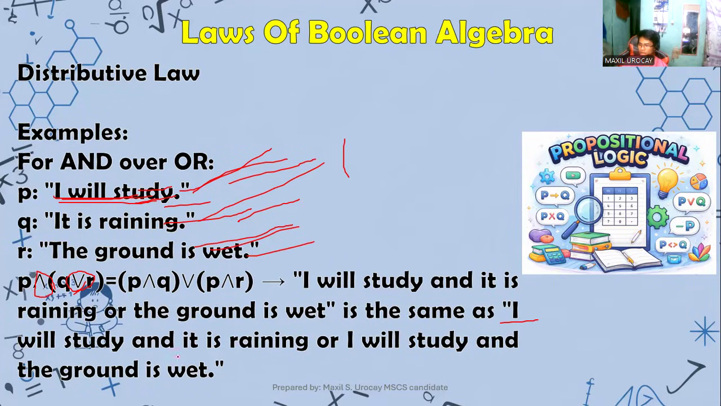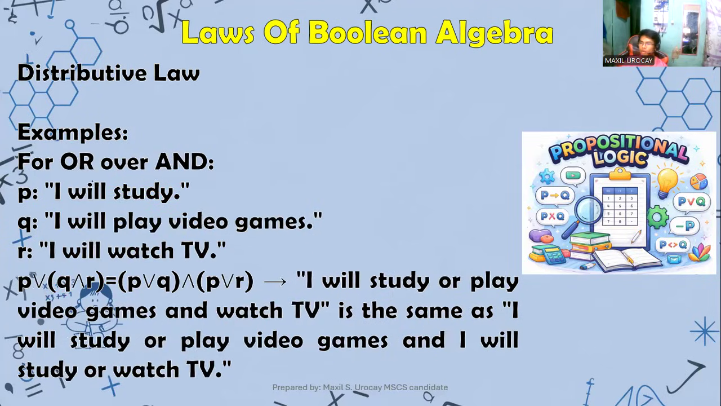So let's try to see. I will study and it is raining or I will study and the ground is wet. That is still the same, because I will study is doubled. So therefore, remove this one. Because it appears twice, it cancels. So if we cancel it, to simplify: I will study and it is raining, or the ground is wet. So therefore, it is the same as above. That's how it works. Hopefully that's going to work for you.